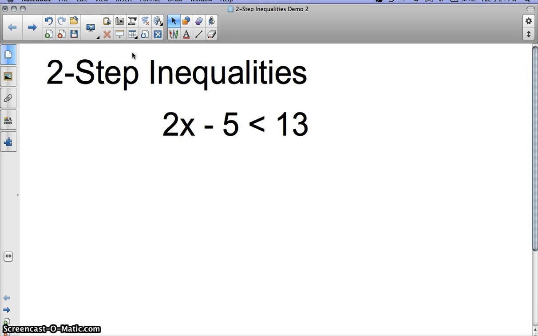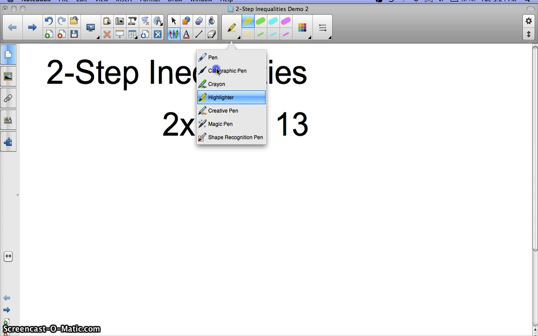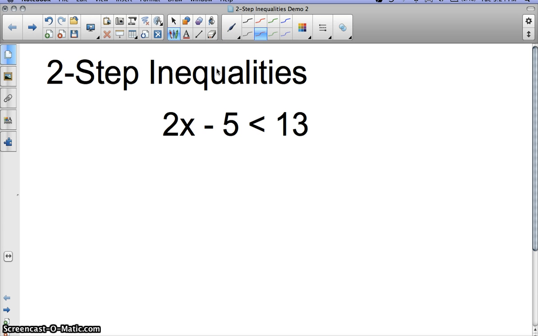Today we're talking about two-step inequalities. These are just like the two-step equations, except now we just need to graph them on our number line. So, here we go. Let's grab our pen, start with our t-charts.